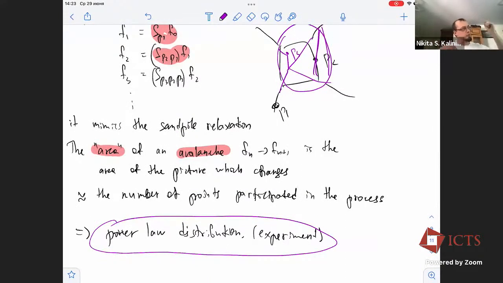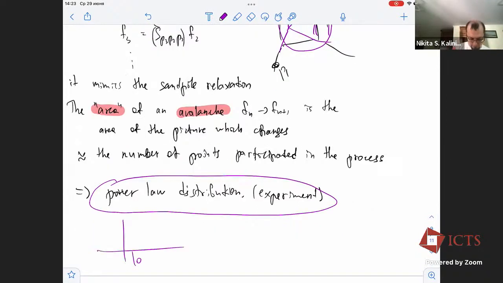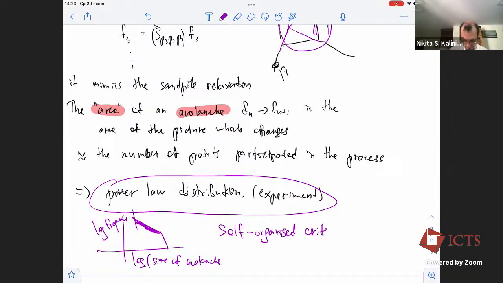When you drop grains randomly and uniformly on a square and measure the areas of avalanches, they correspond to a power law. So if you draw here the log of size of avalanche, and here the log of frequency, then it will be something like that. So it will be a line. It's called self-organized criticality. I don't have time to explain that, but maybe if you Google it. So the sandpile model, in fact, is an archetypical example of self-organized criticality, called SOC.